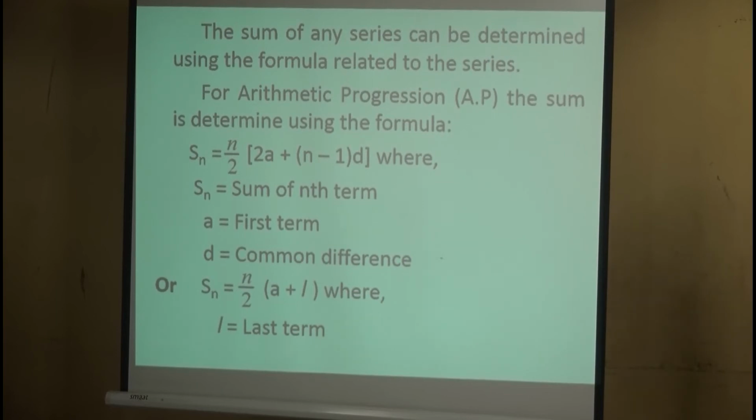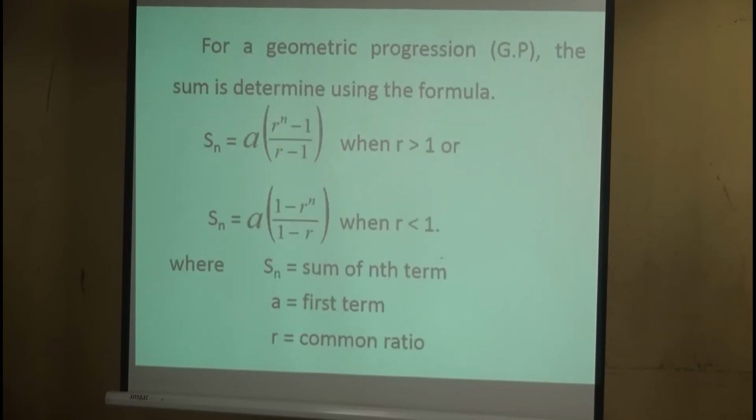Where Sn is the sum of n terms, a is the first term, d is the common difference, or sum of n terms equals n over 2 open bracket a plus l, where l is the last term.